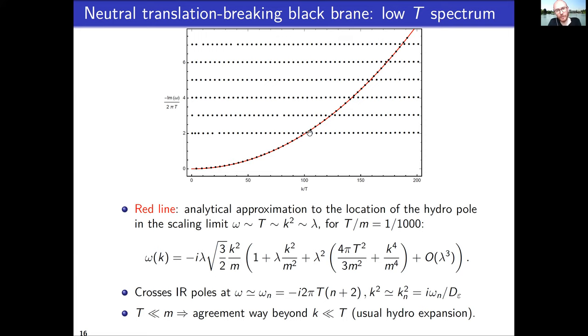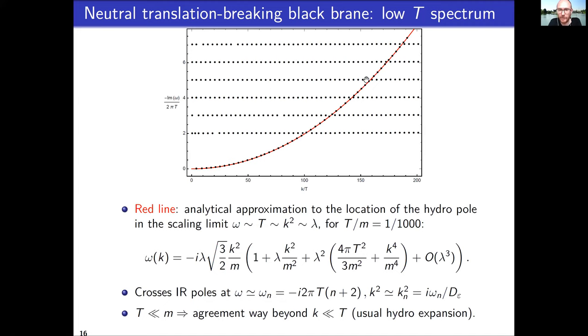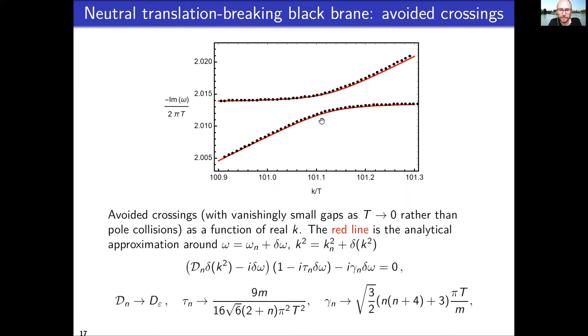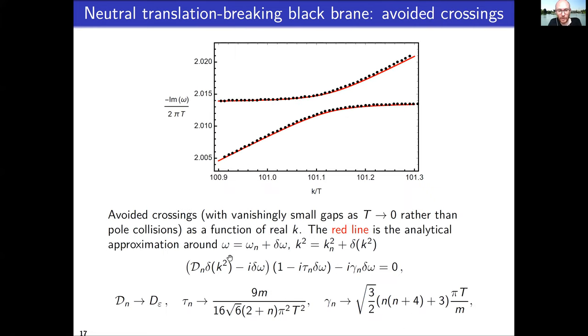Now, there's a subtlety about what's going on here. So let me zoom in a little bit. This is a zoom on this crossing. This is the hydro mode, and this is the first gapped mode. And you see that actually they don't collide. There's an avoided crossing. And this isn't an artifact of the numerics. At any finite non-zero temperature, there is going to be a small gap right here. So all of these crossings that you see here are not collisions as a function of real k. They're avoided crossings of this kind. And it turns out that in the limit of low temperature and in this scaling limit that I was mentioning here, we can also compute perturbatively the dispersion relation around this crossing point.